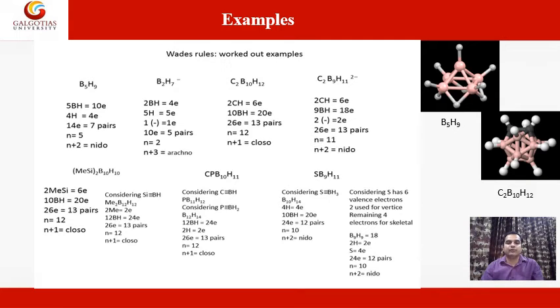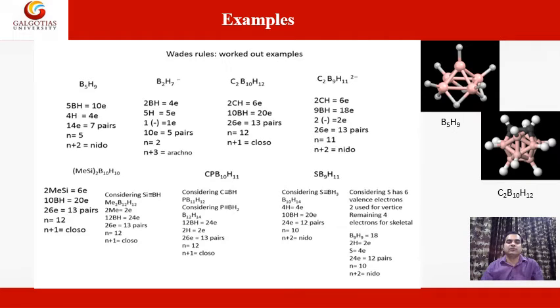As in the case of Wade's rules, we have discussed that for each CH unit, we have to take 3 electrons. Here 2 CH units are there. So for 2 CH, we have taken 6 electrons, because 2 into 3 is equal to 6 electrons. Similarly, here we have 10 BH units. For each BH unit, we have taken the value 2. That's why for 10 BH units, we have taken 20 electrons. Total number of electrons is equal to 26.